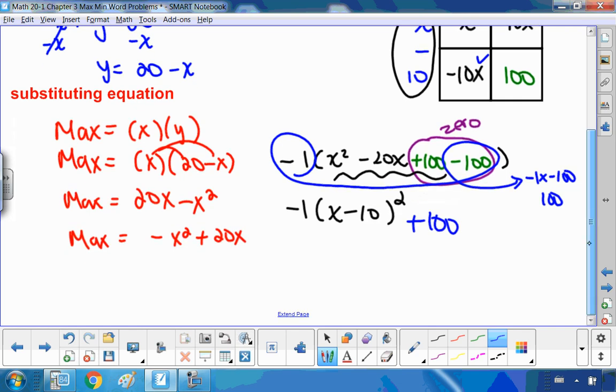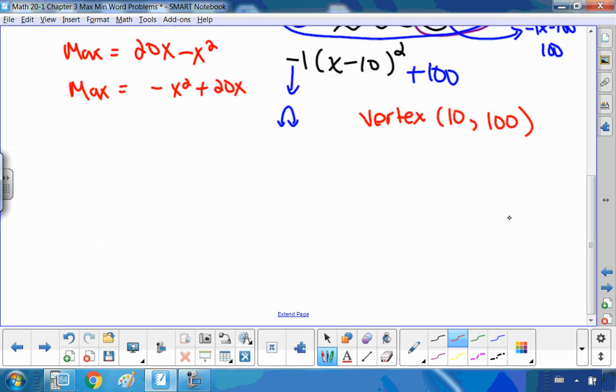So I definitely have a maximum because my a value is negative, meaning that my quadratic or my parabola will open down. Let's state my vertex. My vertex on the inside, horizontally, is the opposite, and on the outside it stays as 100. So remember, when you're dealing with vertex, this is what your max or min is. This is when your max or min occurs. So in the context of this question, 100 is the maximum product.